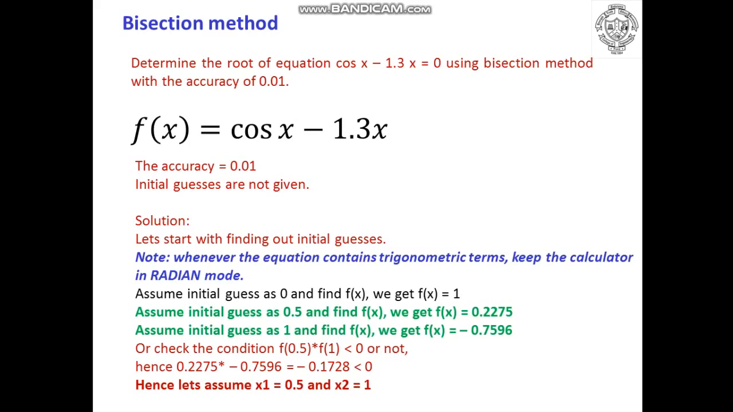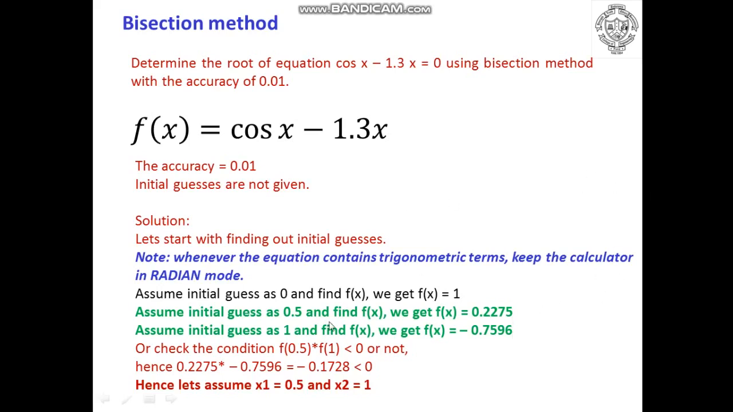So cos 1 minus 1.3 into 1, we get f of 1 is equal to minus 0.7596. So now if you compare the value of function when x is 0.5 and x is 1, you will find that sign for this function and this function are opposite.